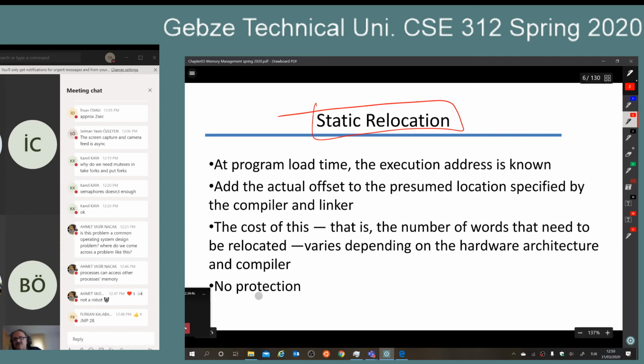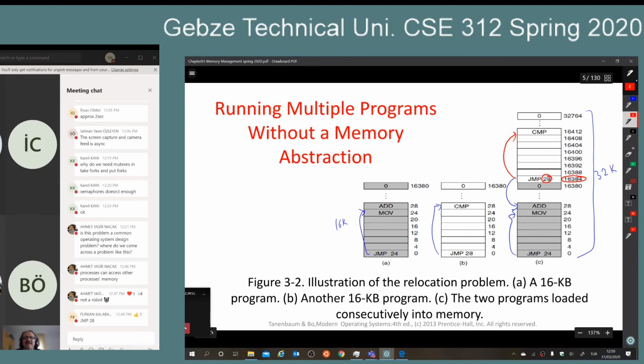And of course, there is no protection, as Ahmed said. So this static relocation kind of works, but it is not exactly what I want. It did not provide any abstraction, actually. It's the same memory. When I write my programs, I need to be careful because I am telling the operating system that these locations have to be modified when you load this program into memory. Again, I don't have any memory abstraction, and it has some serious problems.